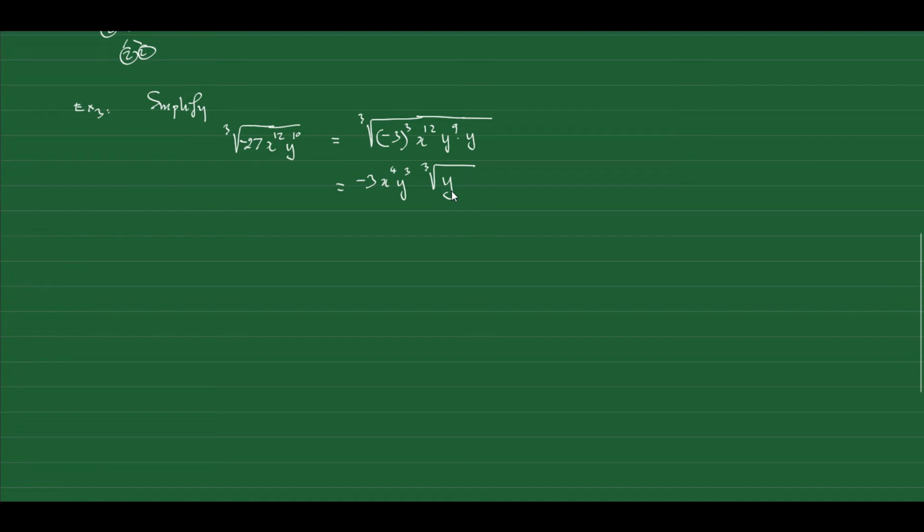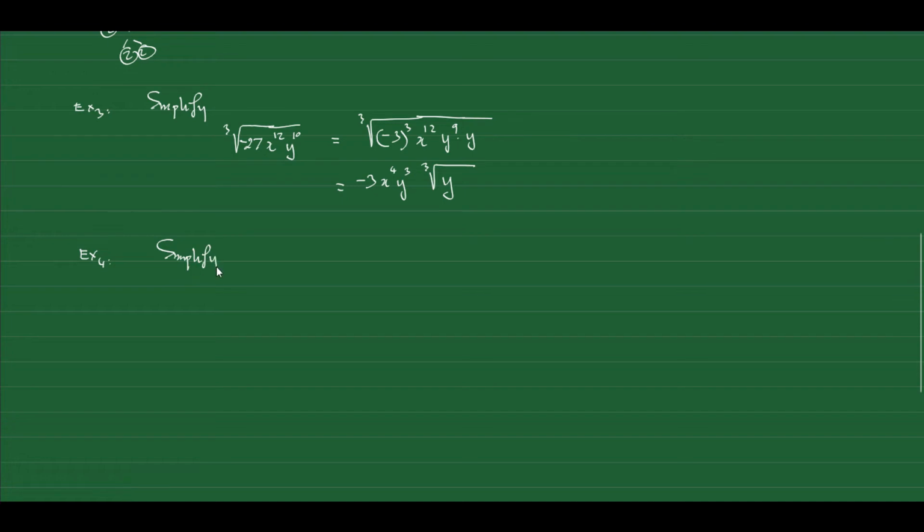So you're trying to split it up into something so that 3 goes into the exponent. So 10 over here I split up into 9 and 1 because 3 goes into 9. This one you don't have to split up because 3 goes into 12 already. If it is 11, you have to split it up into x to the 9 and x squared because 3 goes into 9. So you have to be a little bit flexible.